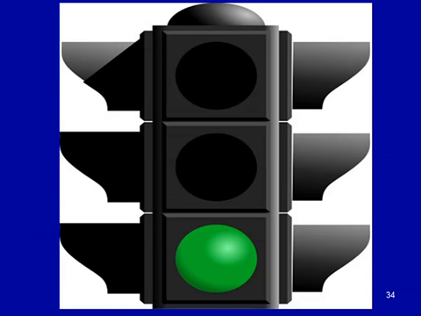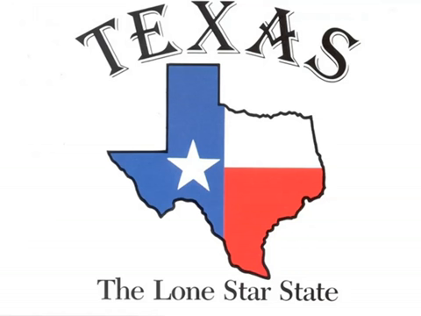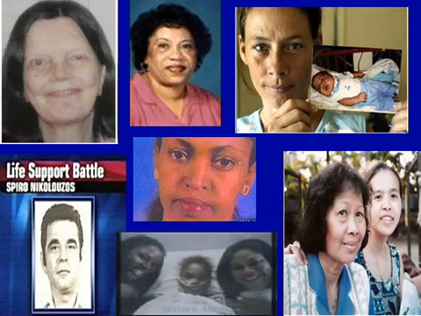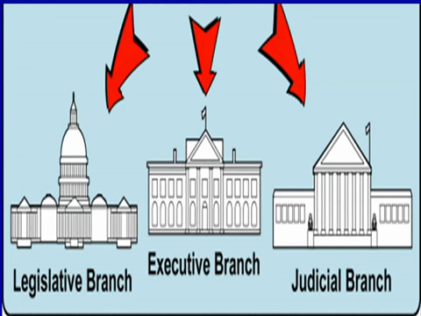And as Dr. Burns mentioned a minute ago, the main example of this, perhaps the only example, really is the 1999 Texas Advance Directives Act, which basically says, look, you may stop life-sustaining treatment for any reason, with immunity, so long as your hospital ethics committee agrees. And this has been used in a lot of cases. Here's some examples of some. It's used quite a bit, and it's perceived as being rather effective. Indeed, it's seen as a model by many other states.